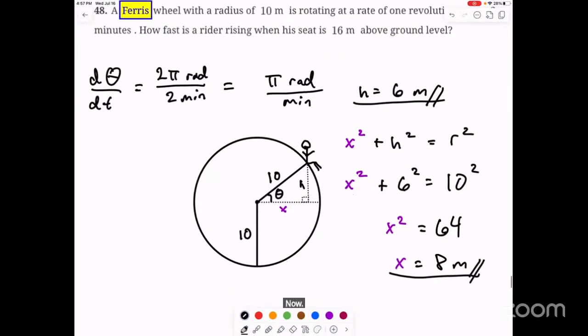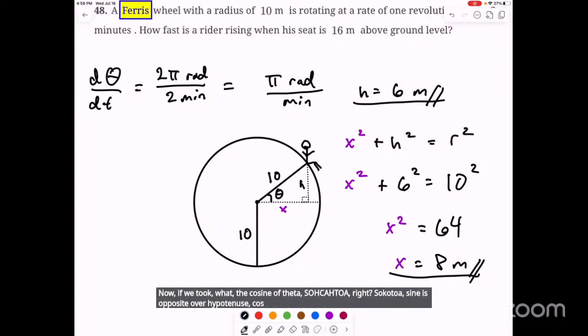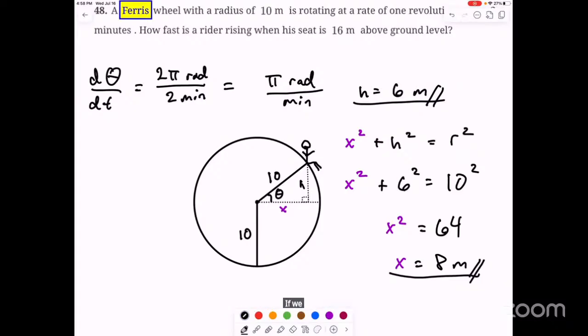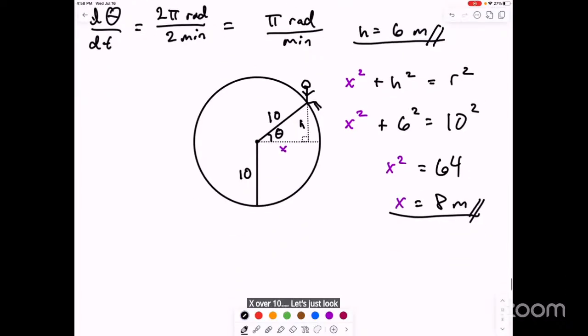Now, if we took the cosine of theta, so SOHCAHTOA, right? SOHCAHTOA, sine is opposite over hypotenuse, cosine is adjacent over hypotenuse, and tangent is opposite over adjacent. If we took the cosine of theta would be what? X over 10. So then cosine of theta would be x over 10, right?